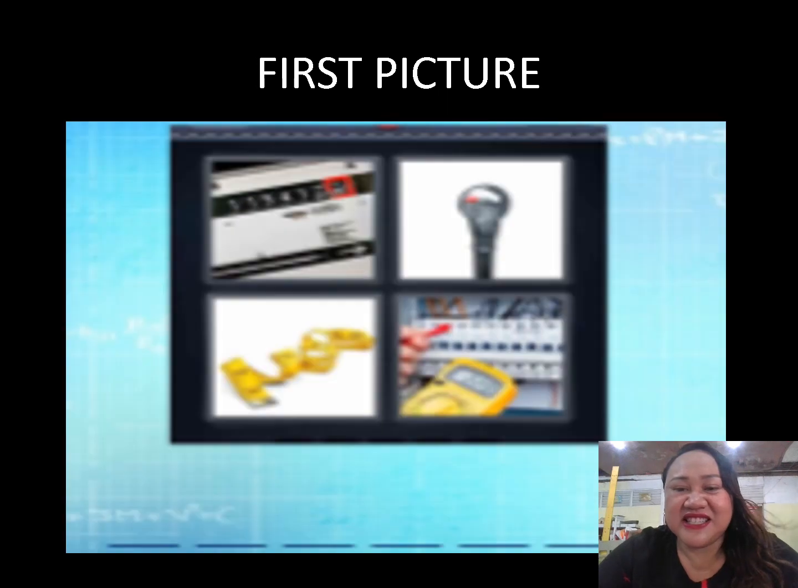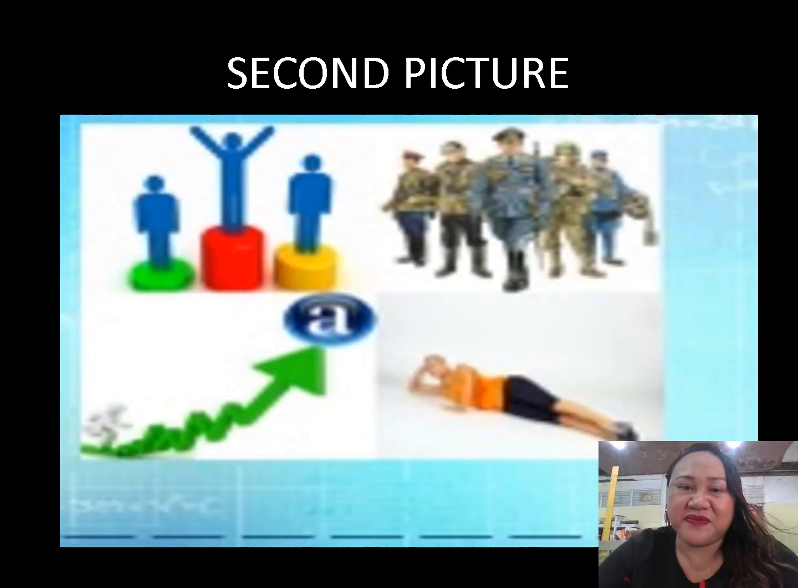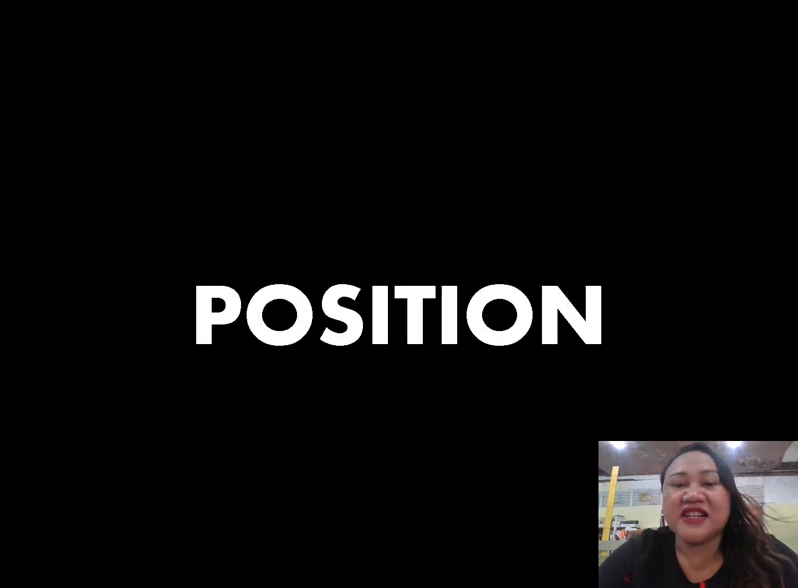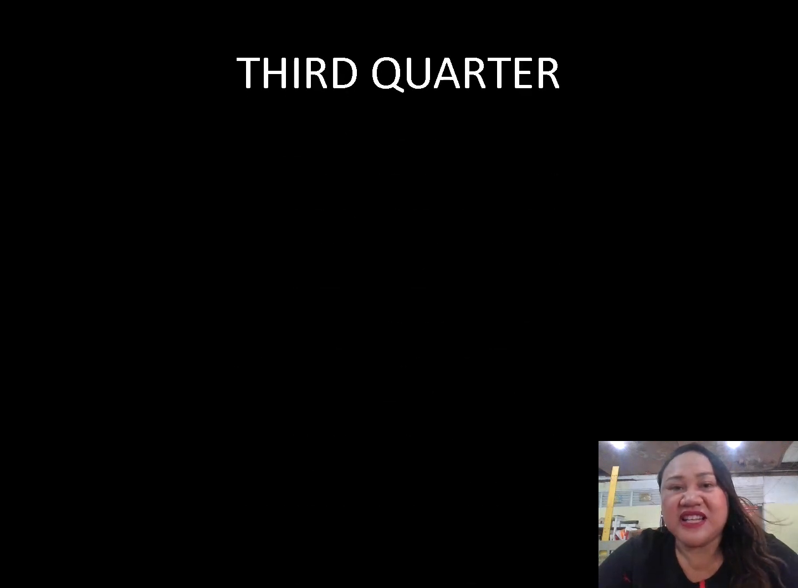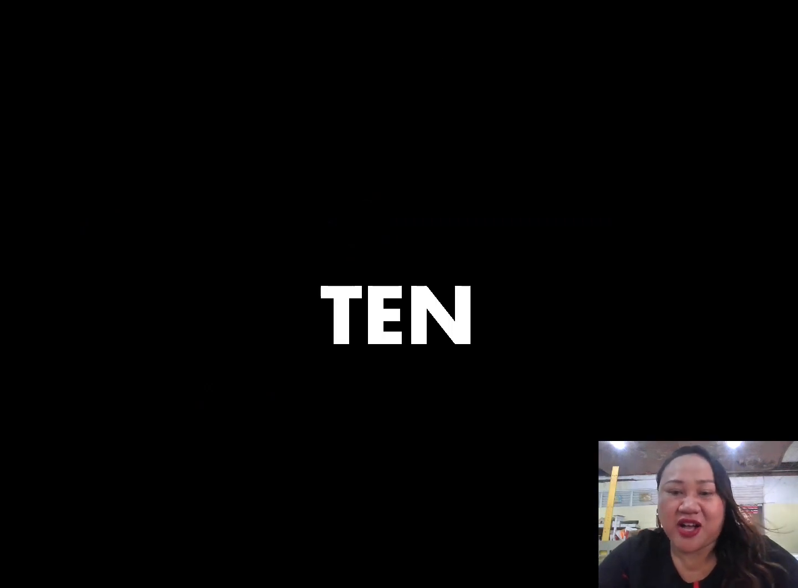Okay, so let's start with the first picture. What is the first picture all about? Yeah, there are four pictures and it is all about measures. You're right. How about the second picture? Yes, you can see there are four pictures. Yes, try to guess. Yes, the answer is position. Sure. That is not third quarter, that is third picture. Yes, there are four pictures there. Okay, that is ten. Good job.